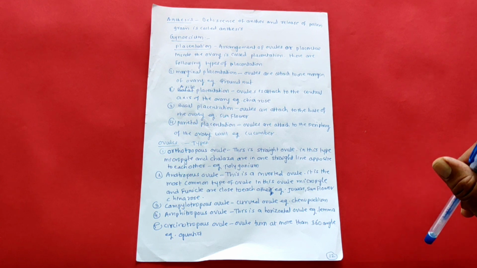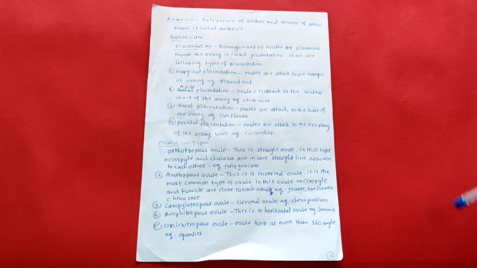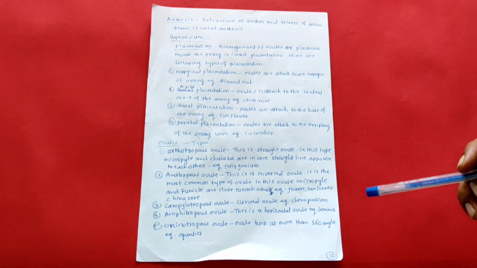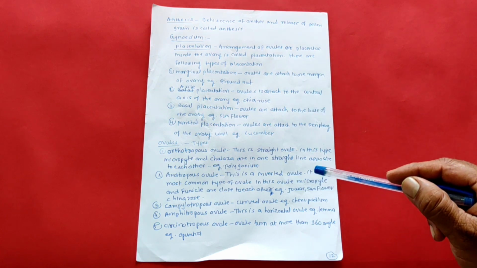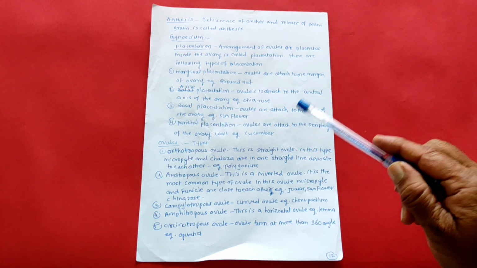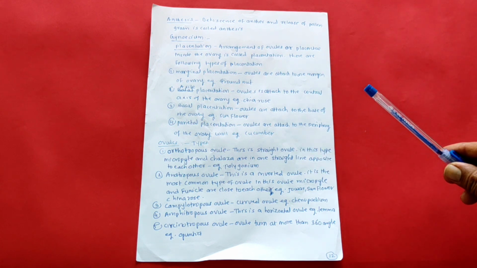The gynoecium is the female sex organ. It is the innermost essential whorl of the flower, the female sex organ of the flower. The gynoecium consists of stigma, style, and ovary. So in placentation, the arrangement of ovules or placentae inside the ovary is called placentation.